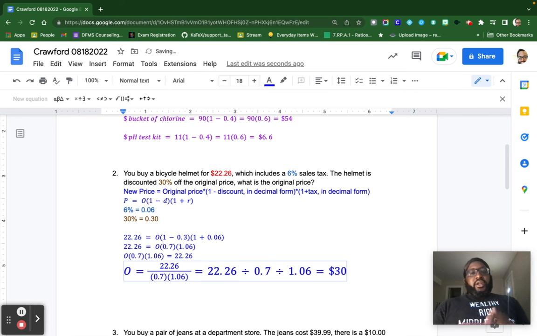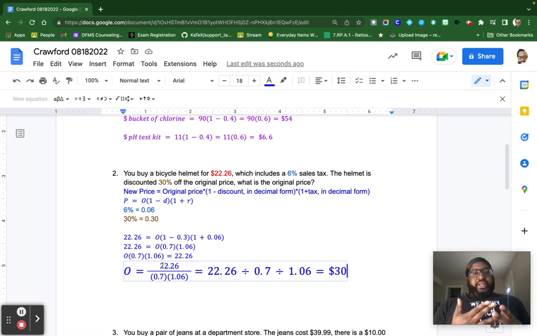But let me insert a little bit more on why you do that. Whenever you have a fraction, you're dividing. And when you have two or more numbers on the denominator, which is the bottom part of the fraction, that just tells you that each of those numbers are going to be divided into the numerator. Since I had 22.26 over 0.7 times 1.06, I can literally say in the calculator 22.26 divided by 0.7 divided by 1.06.